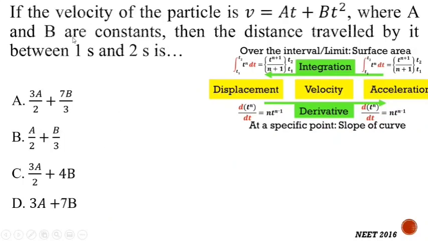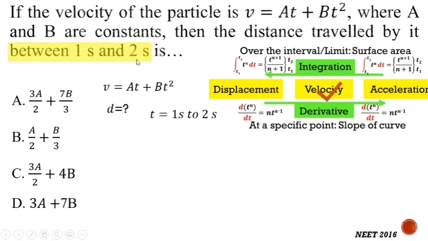In the next problem, if the velocity of the particle is v equal to at plus bt square, that means velocity is given, where a and b are constants, then find the distance travelled by it between 1 second and 2 seconds. So we need to find the distance and the limits are given, that is 1 second and 2 seconds.